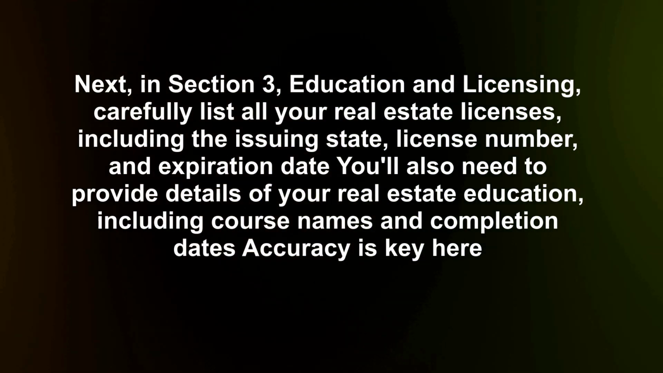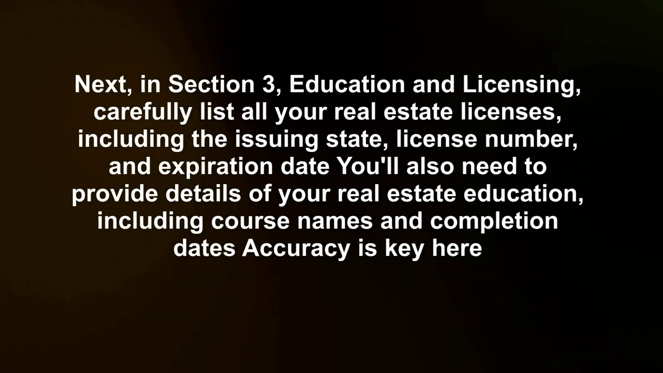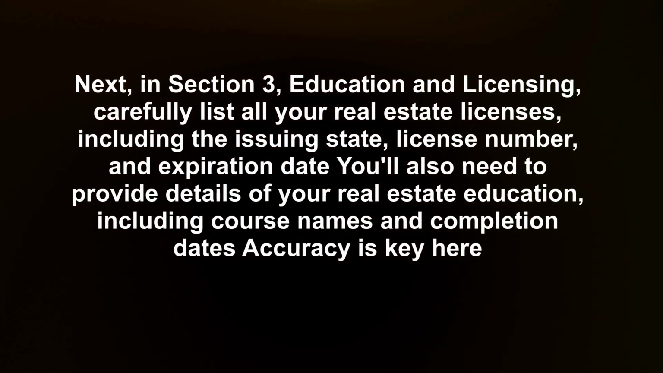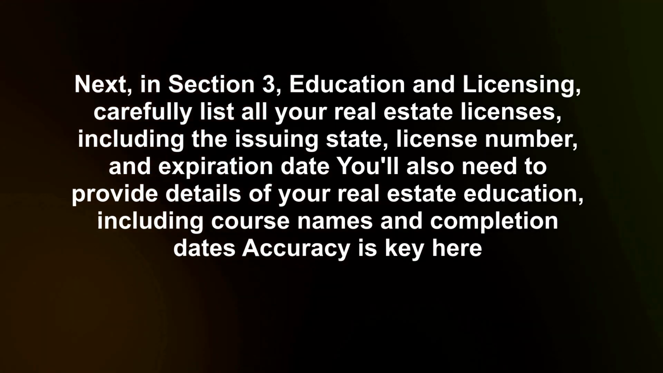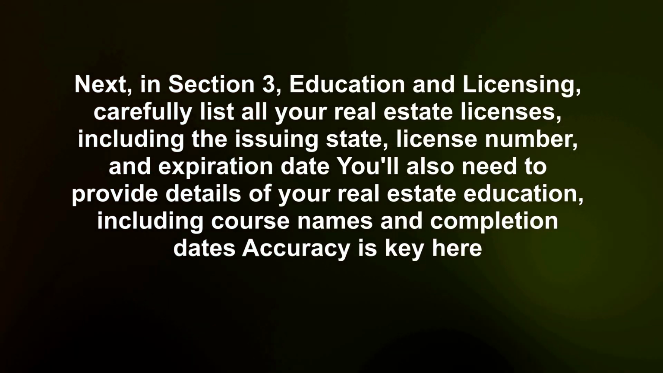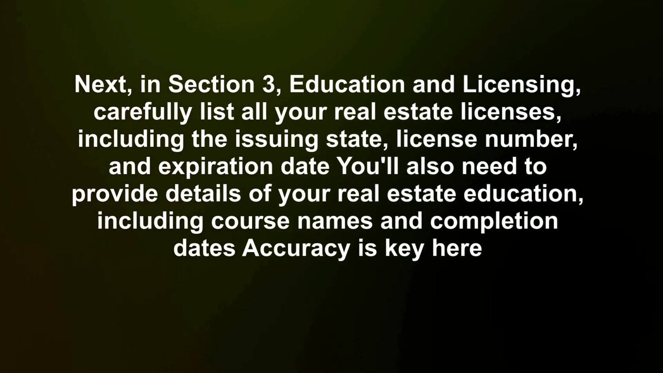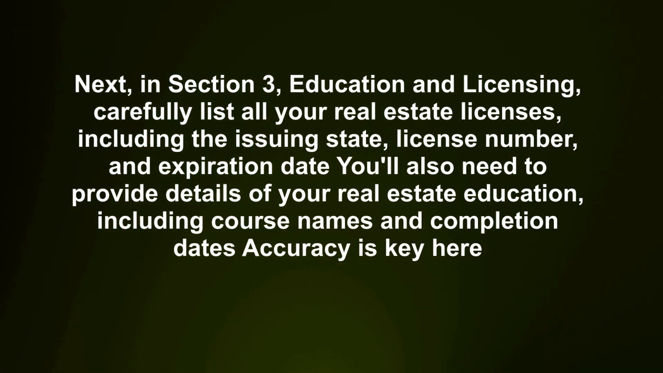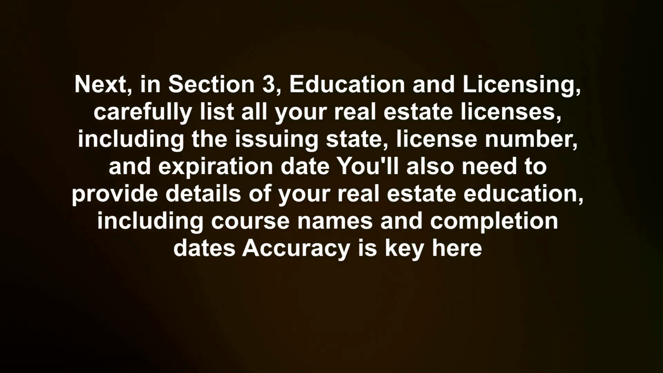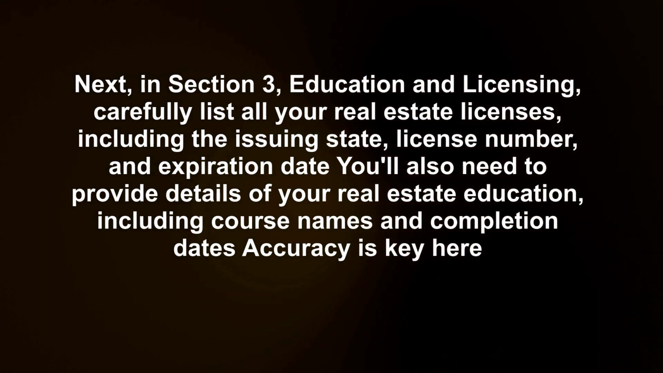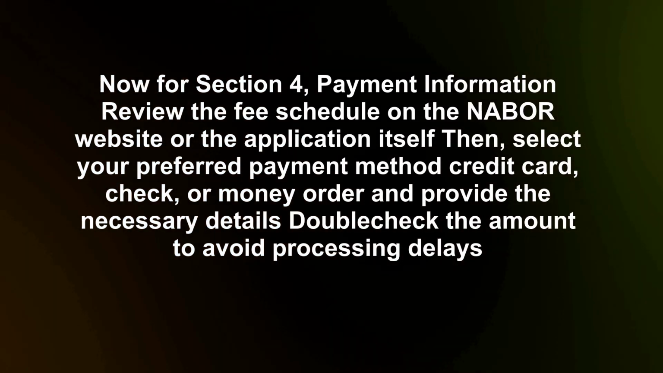Next, in Section 3, education and licensing, carefully list all your real estate licenses, including the issuing state, license number, and expiration date. You'll also need to provide details of your real estate education, including course names and completion dates. Accuracy is key here.